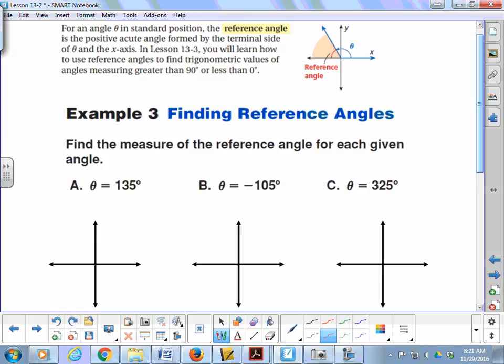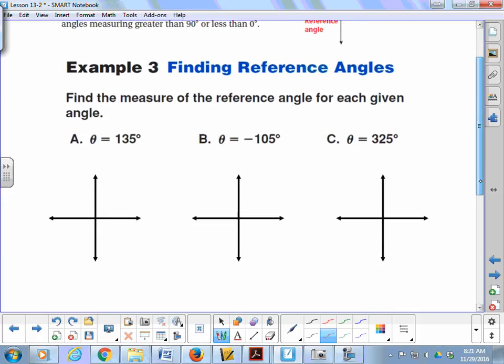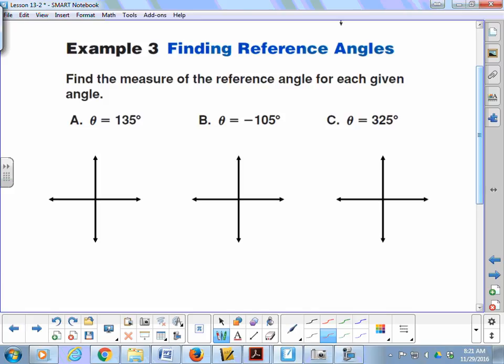So less than 90 degrees. And it is the distance from the terminal side to the positive x-axis. All right, so I'm actually going to draw these angles to help us see it. Now you don't have to, okay? If you understand it well enough that you don't need to do that, then that's fine. But I'm going to draw them first of all, just so we can see them.